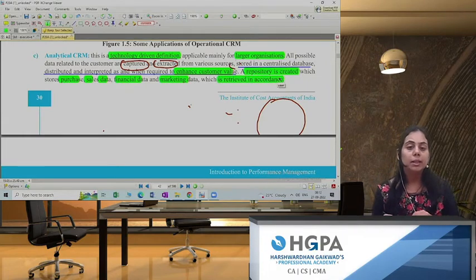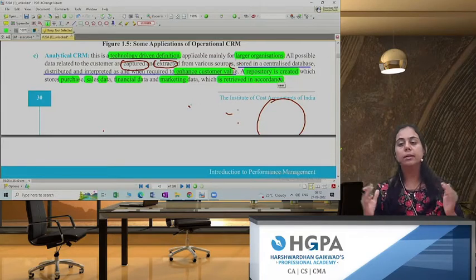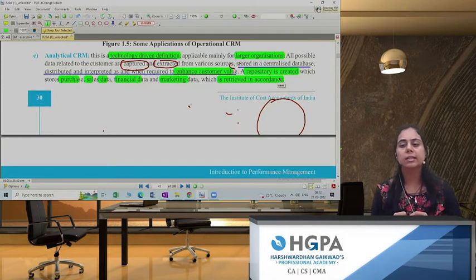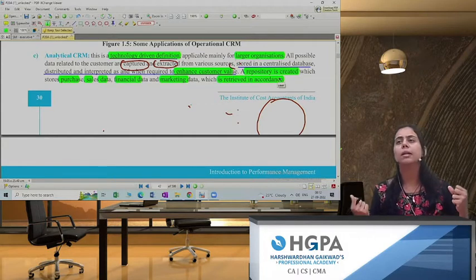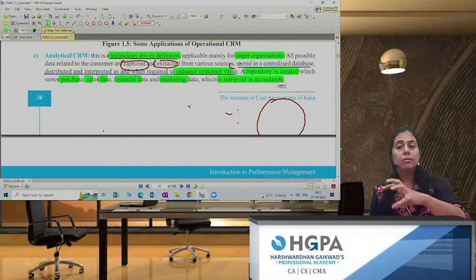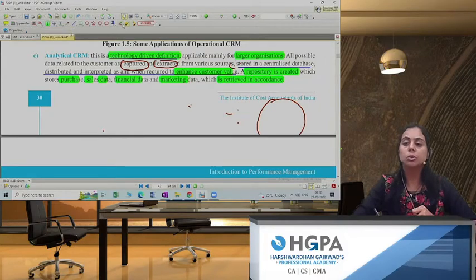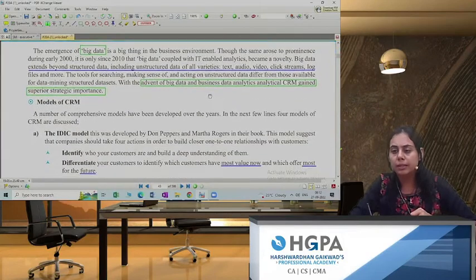Now what does repository mean? Repository means a place where we will store the data. Thus a proper repository will be created where the purchase data, the sales data, the financial data, the marketing data will be stored. And as and when the data is needed, as per the requirement, the data will be pulled out. So retrieved means the data will be accordingly pulled out. So these are the three types of CRM, a very important part.